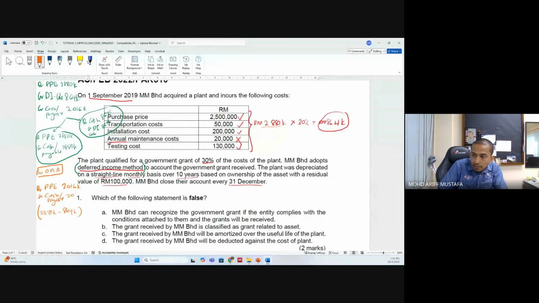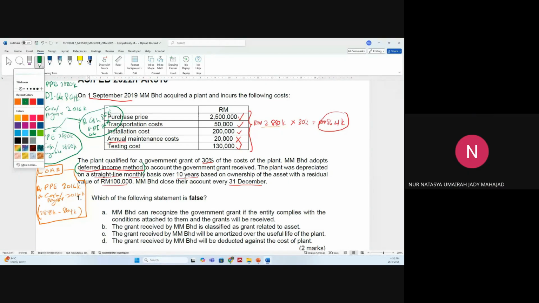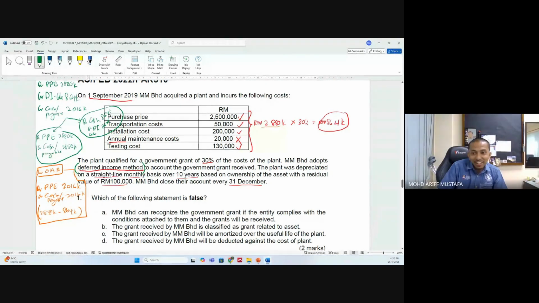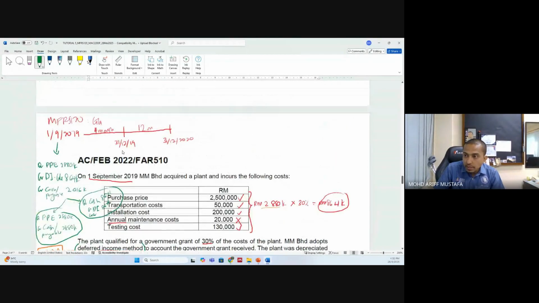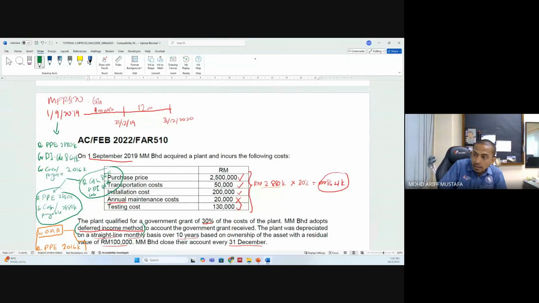2,016,000. It is significantly different from the deferred income method because now you see your depreciation is based on the new figure, 2,016,000. See, depreciation is going to be different. So if you're wrong in this, you are going to be wrong in the next and next question. Right, guys. Any question? No? Okay, all right. So then we proceed to the next date, which is this date.